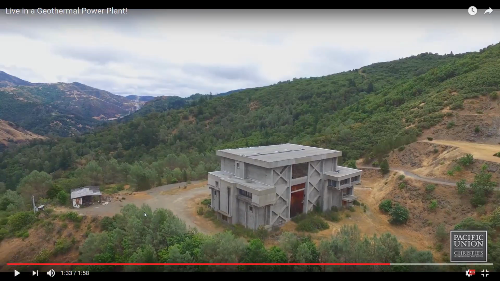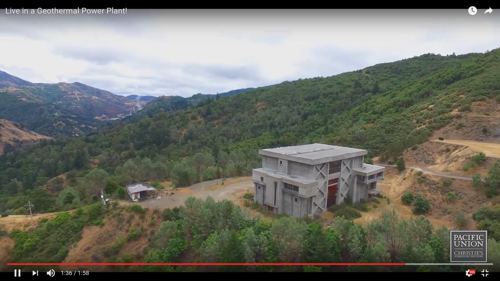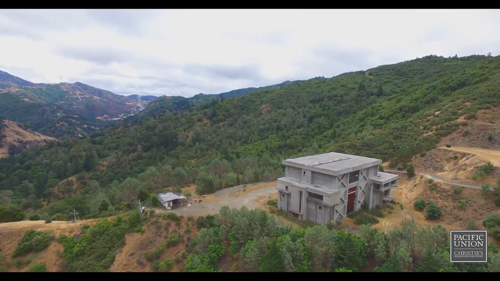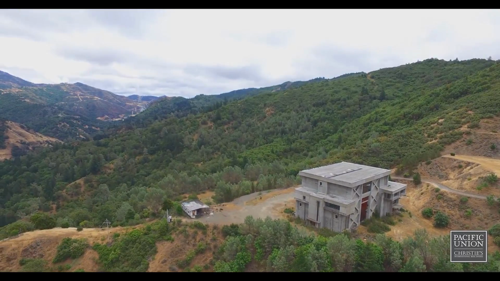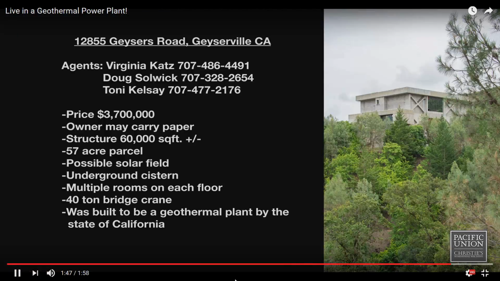You can see some of the other facilities. See them all dotted all over the place out here. All these different pipings, and some of these are still active. We're going to look at some of the active features also. But kind of interesting. For sale. I wonder what the price is. Check with Pacific Union Christie's, huh? There we go. Price: $3,700,000. Owner may carry paper.